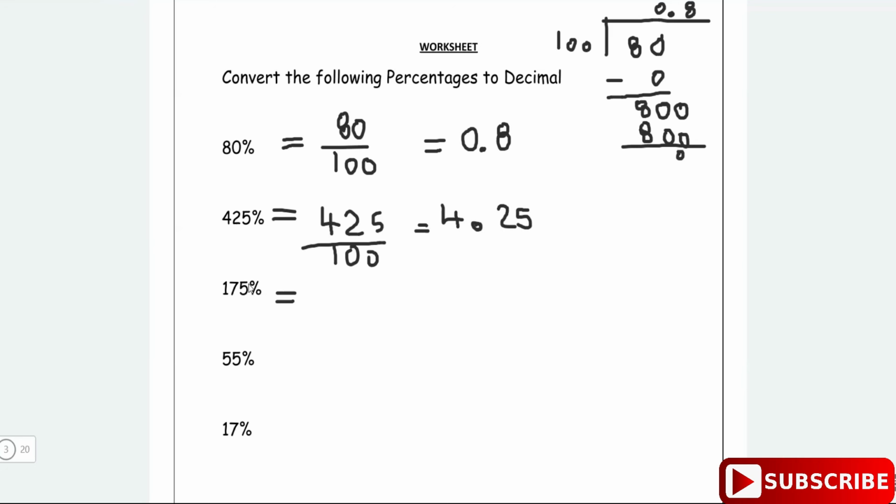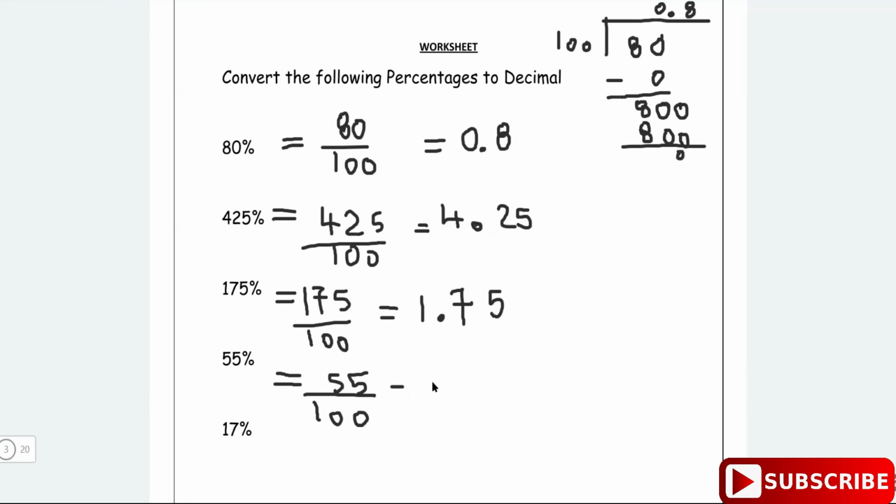Converting this to a decimal, first again we convert it to a fraction. So it's going to be 175 divided by 100. Now 175 divided by 100 is 1.75. Next, 55% as a decimal. 55% as a fraction is 55 over 100. Now what is 55 divided by 100? That is 0.55. And that's how we convert percentage to decimal.